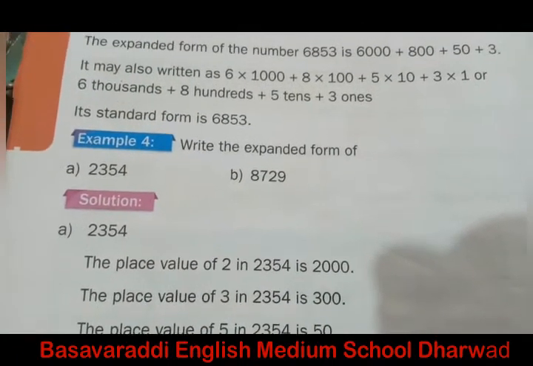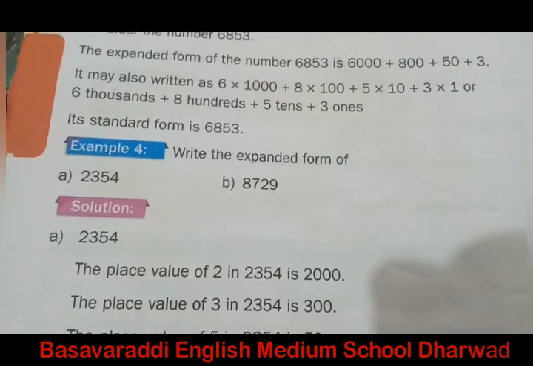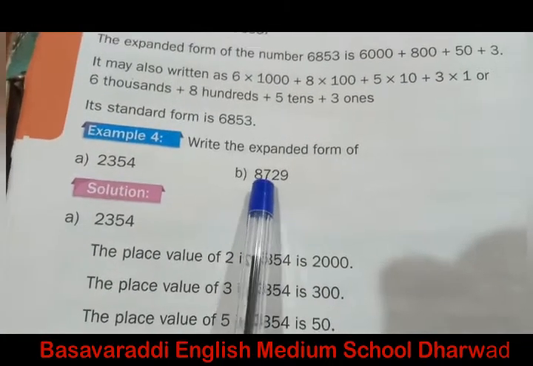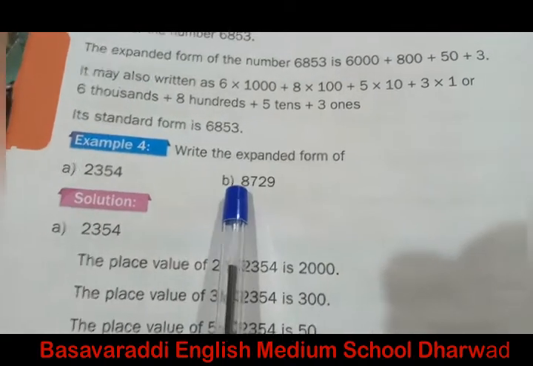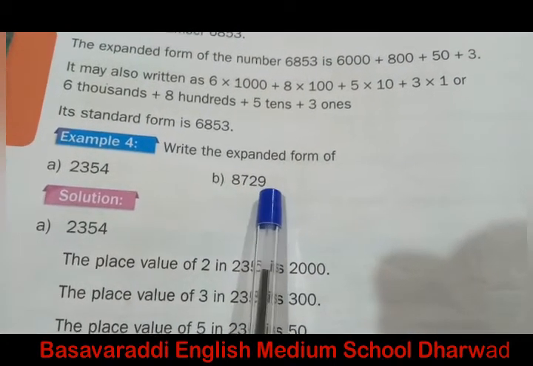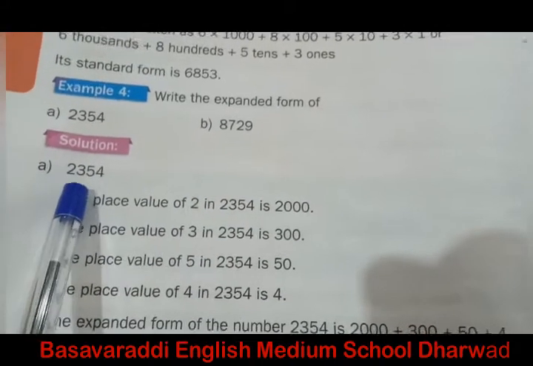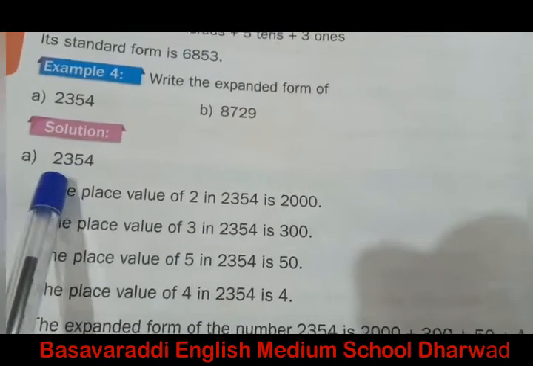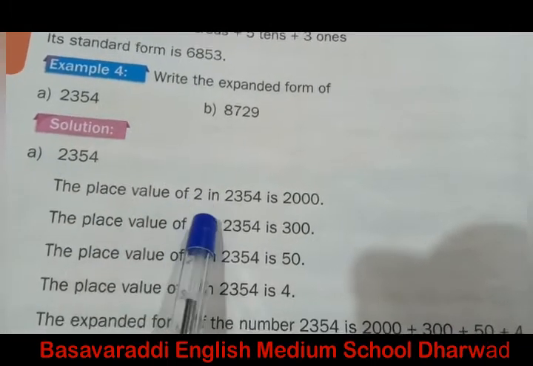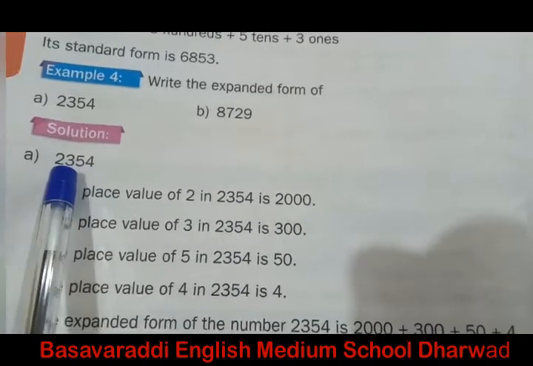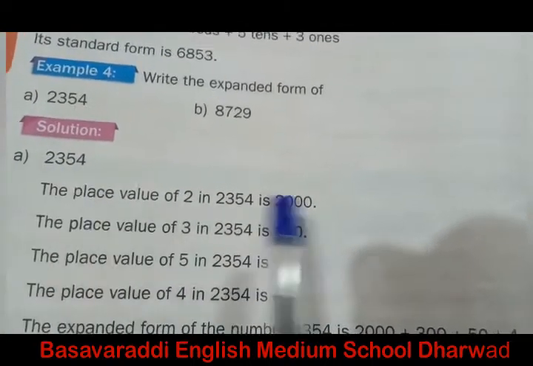Write the expanded form of 2354, and another one is 8729. Now the solution. 2354, how are we writing? The place value of 2 in 2354 is which place? That is the 1000 place. So it is 2 into 1000, 2000.